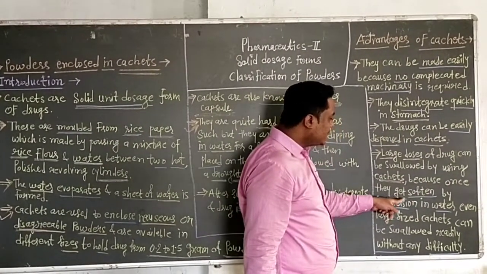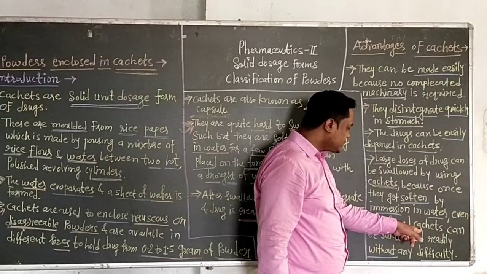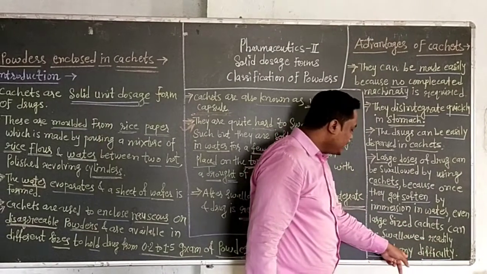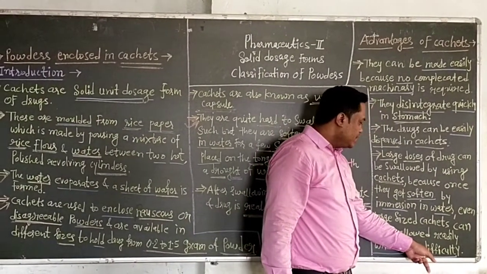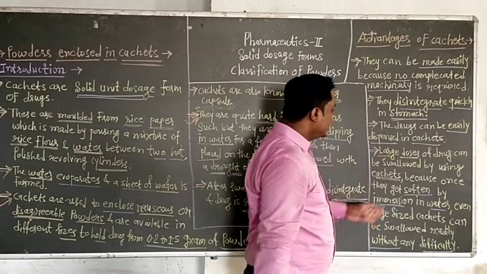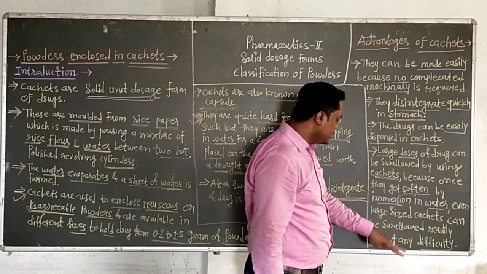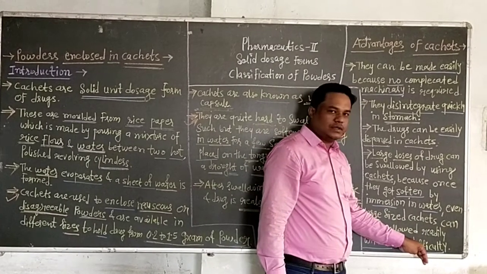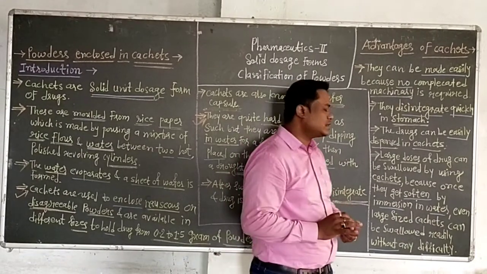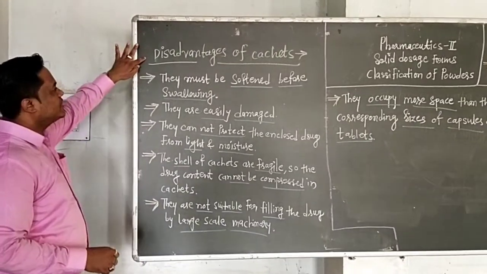Because once they get softened by immersion in water, even large sized cachets can be swallowed readily without any difficulty. Means larger doses can be enclosed in cachets because it is softened by immersion in the water, and large sized cachets can be swallowed readily without any difficulty. Means it is not difficult to take cachets of large doses. Then next we show the disadvantages of cachets.